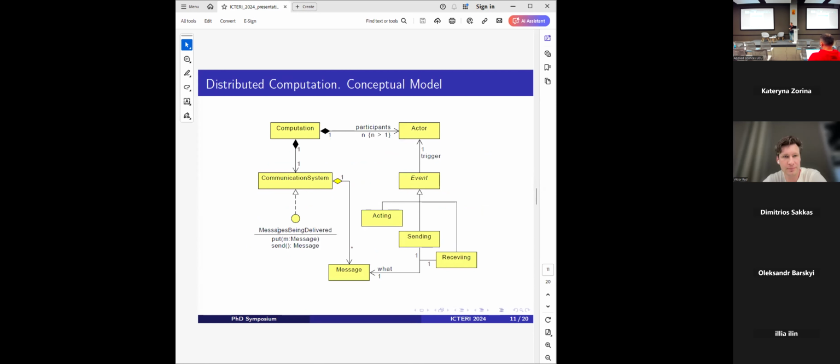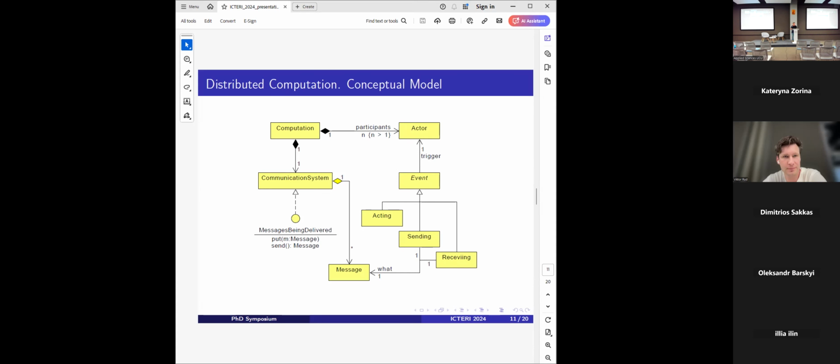So this is the conceptual model of distributed computation, as shown. Distributed computation involves at least two isolated sequential processes, which we refer to as actors. The model consists of two main concepts. First, a family of actors. And second, the communication system, which is responsible for enabling the message interchange between those actors.